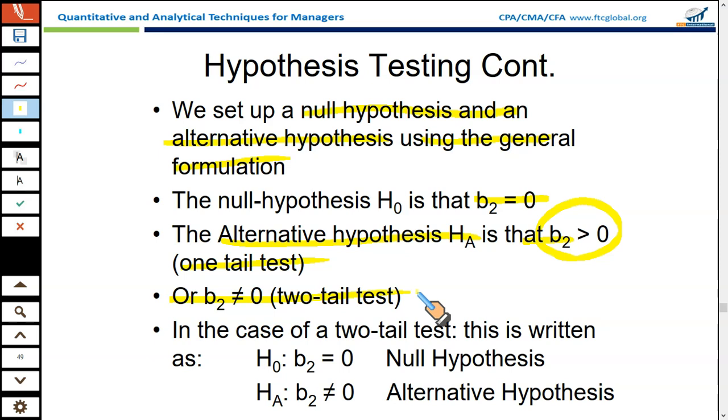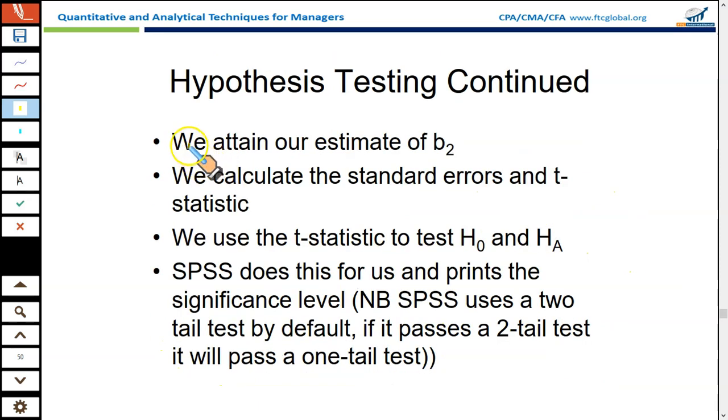In that case, it will be a two-tailed test. So in the case of a two-tailed test, this is written this way. Just a little change. You put B2 is not equal to 0 rather than B2 is greater than 0. And that's what we have done. We have attained our estimate of B2. We calculate the standard errors and T statistics. We use the T statistics to test H0 and HA.